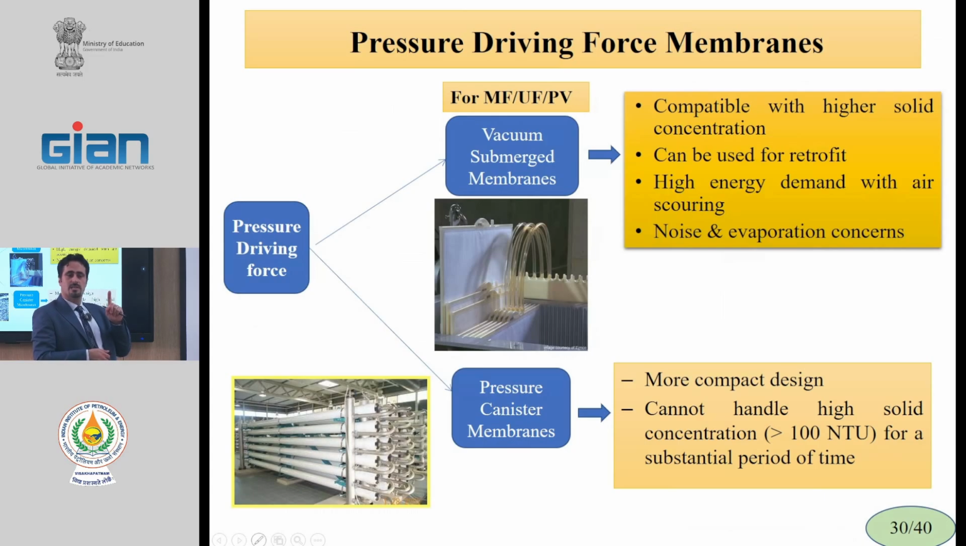We can only produce 1 atmosphere of vacuum, and therefore this method, vacuum, is used for MF, UF, and pervaporation membranes for separation, because in these processes we need lower pressure.